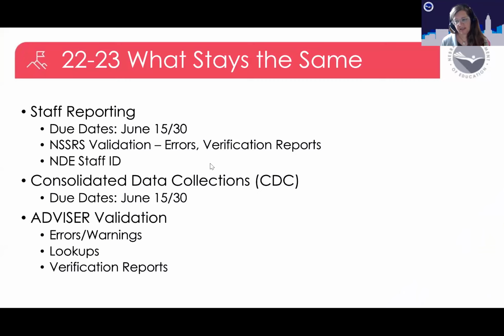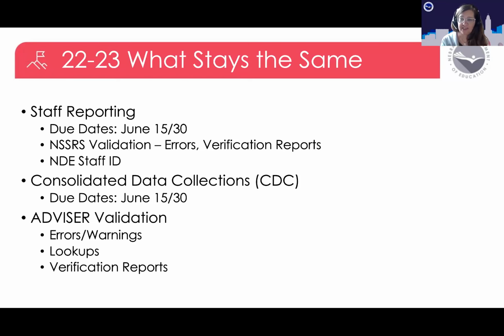So the things that are staying the same when it comes to your year-end reporting for the 22-23 school year: staff reporting is still due June 15th with an audit window through the 30th. We still have that secondary collection and SSRS validation where you can check your errors in your reports. And then also the third collection, NDE staff ID, which is a great resource if you need to look up staff ID numbers. The consolidated data collections, we have several open right now. Those still are due June 15th with an audit window through the 30th. And then the advisor validation collection still has your errors, warnings, lookups, and verification reports.